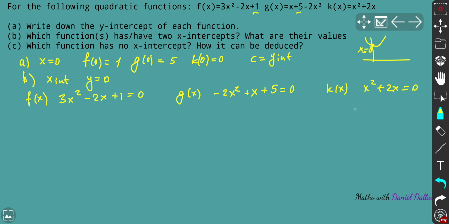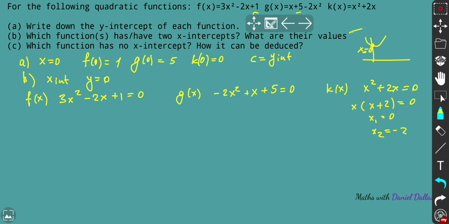I start from function k because it's much easier to factorize, and we'll have 2 factors, x and x plus 2, from where x1 is 0 and x2 is -2. So that means it has 2 intercepts, alright? So that's definitely the function k. We can state that k(x) has 2 x-intercepts, and we know them: 0 and -2.